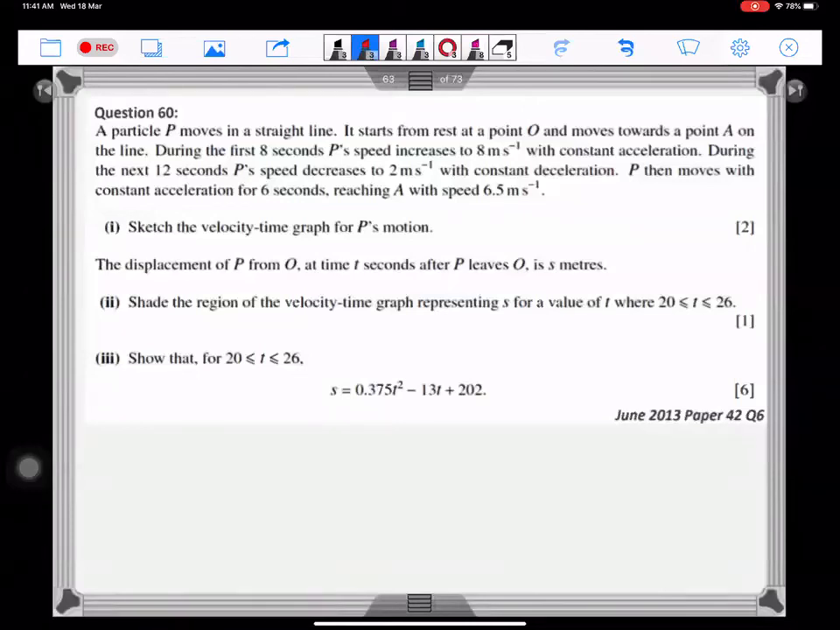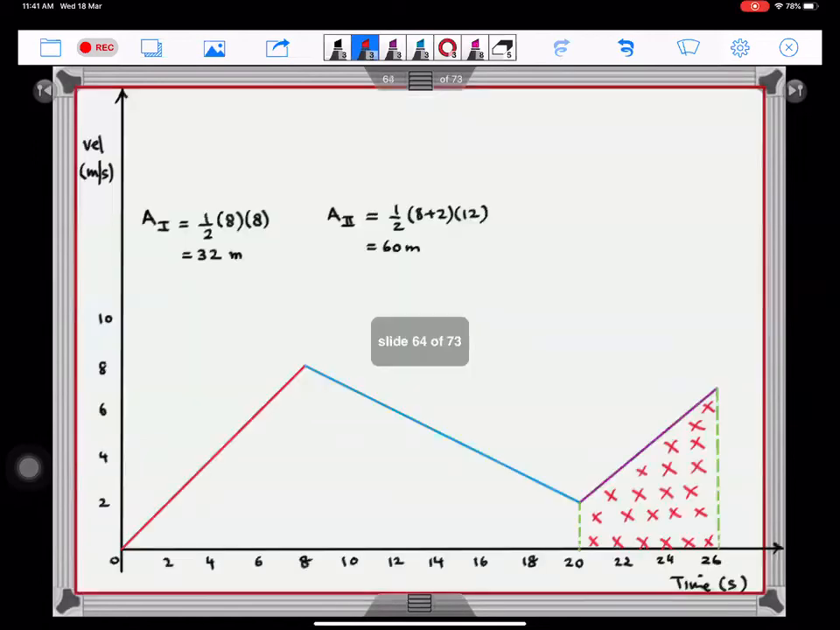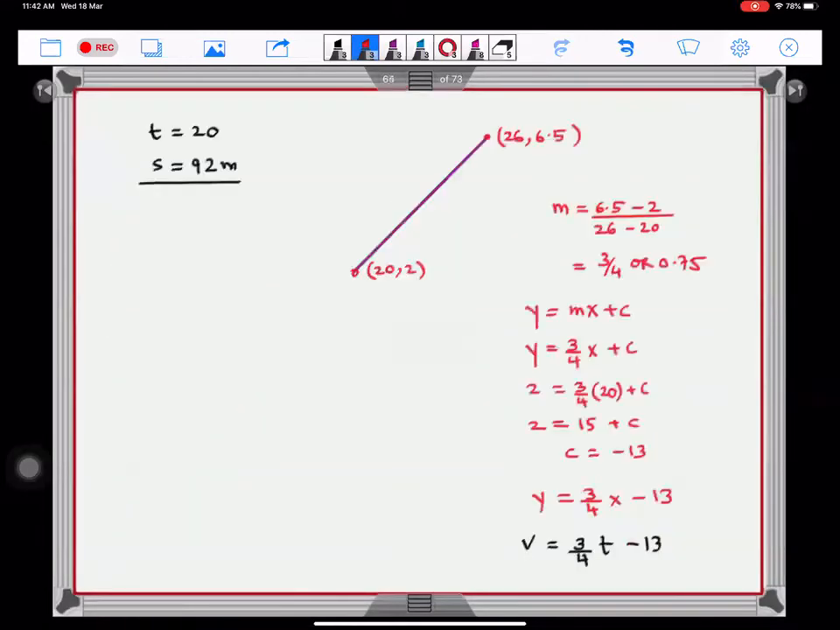Now, this is for the first time. What the examiner has done is that the data of a straight line graph will be used to create a displacement time equation. Now, this is a straight portion, the purple line. Can I get the equation of this line? Of course I can. I can find the gradient, y2 minus y1 over x2 minus x1. I can write y is equal to mx plus c. I can plug in a value, either (20, 2) or (26, 6.5), and I can find the equation of that line. Have a look. Gradient comes out to be 0.75.